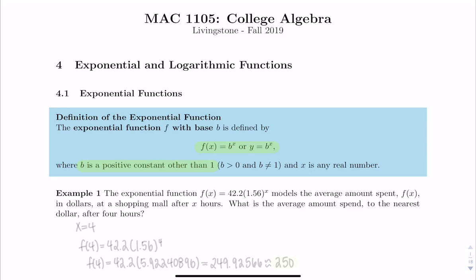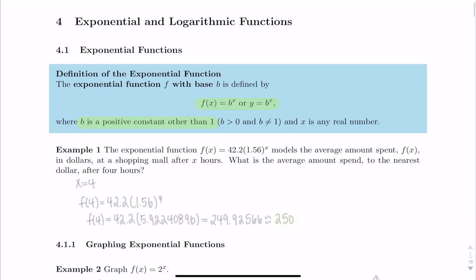So the exponential function f of x equals 42.2 times 1.56 to the x models the average amount spent, f of x, in dollars at a shopping mall after x hours. What is the average amount spent to the nearest dollar after 4 hours? So in this case, we have that x is equal to 4. So we want to find f of 4.